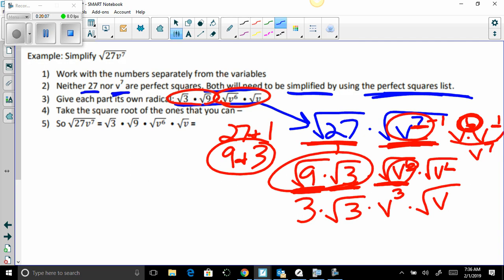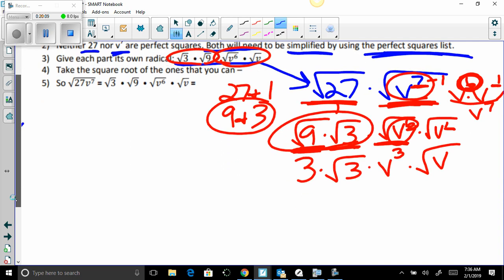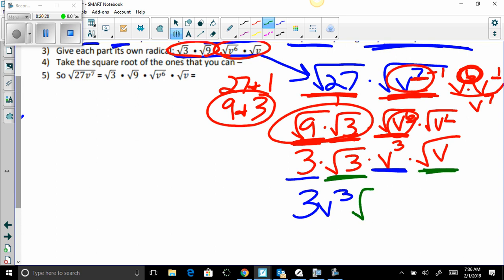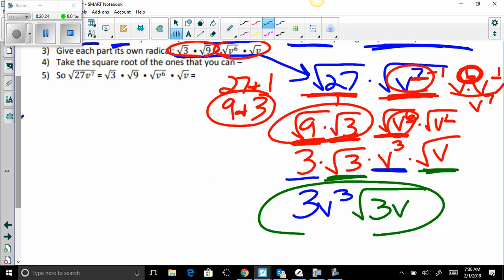At the very end, you need to make sure anything that is not under the radical comes first. So 3√3, anything that has a radical goes together under one radical. And that is my answer. So when I throw in variables, it is not easy for you to check them like it was before.